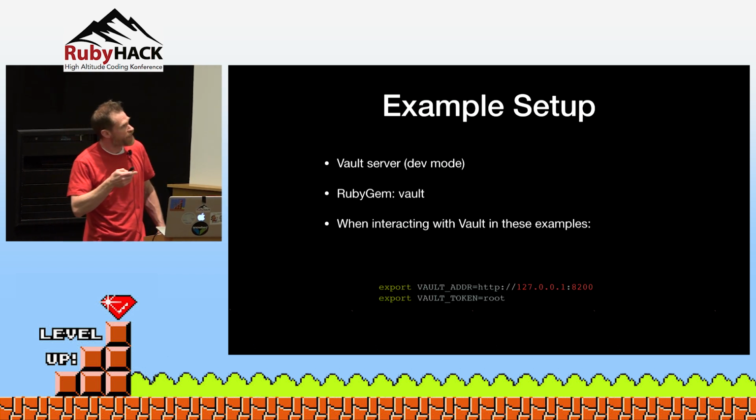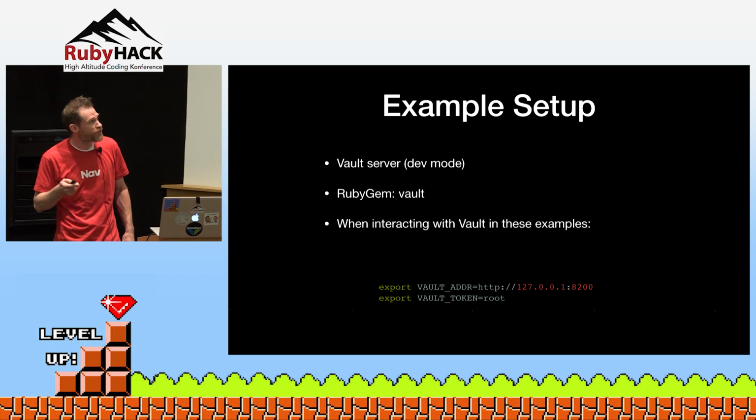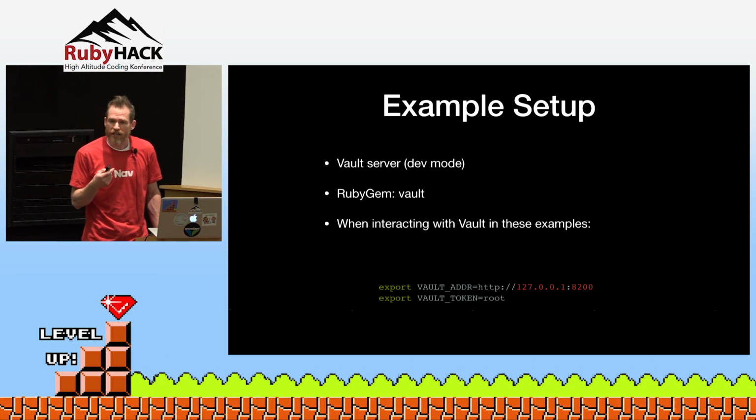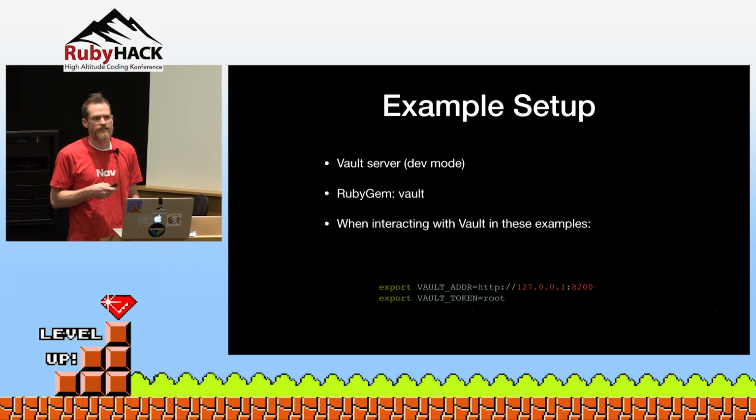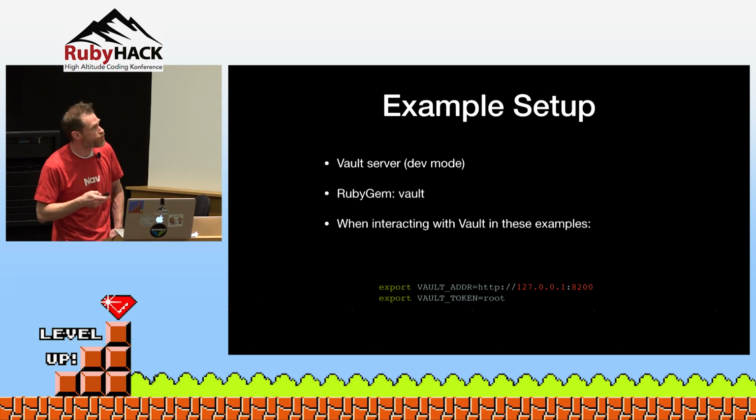Sorry, that's a little hard to see. So there's a Vault adder. This is the Vault adder. It's where can I talk to Vault? And anytime you're talking to Vault, you always have to supply a token, which is who you are, who you're coming in to do something.